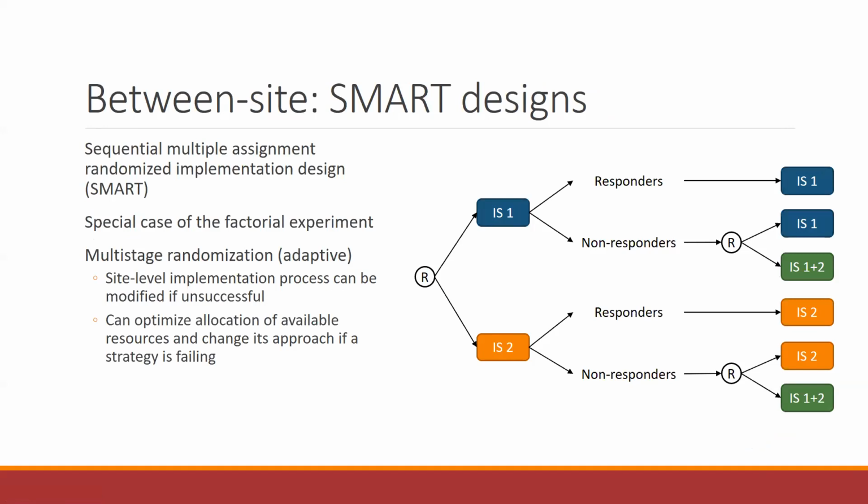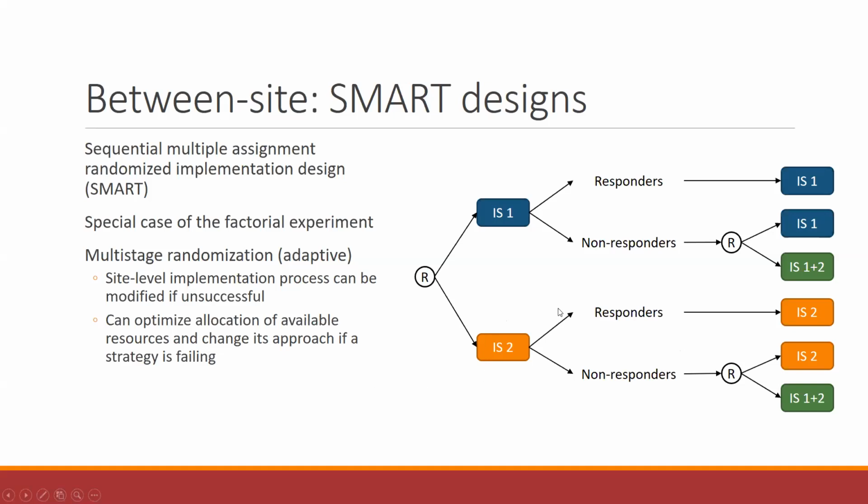Another one of these between site designs that is pretty popular is the SMART design. That's sequential multiple assignment randomized implementation design, which is why we call it SMART, because that's a mouthful. And it's a subset of the factorial experiment. Here you're not just looking at the combination of implementation strategies, but their sequence. So you can optimize the order and the delivery of your implementation strategies using this sort of a design.